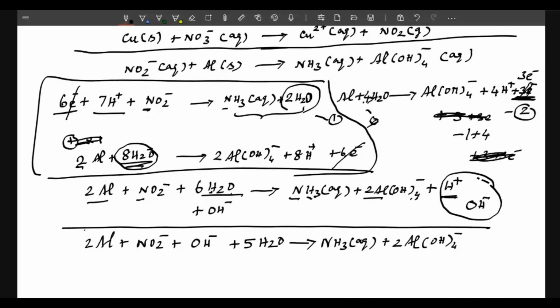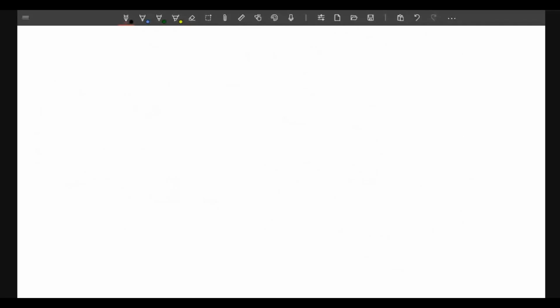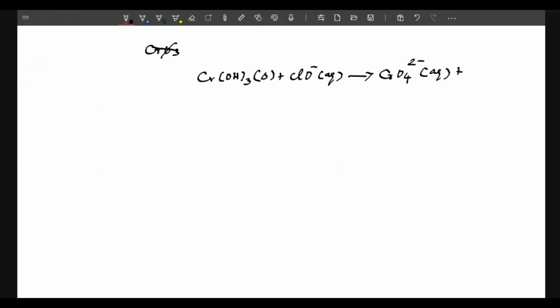Complete the following redox reaction in basic solution. Chromium hydroxide in solid state plus ClO minus in the aqueous state, giving CrO4 2 minus aqueous plus Cl2 gas.